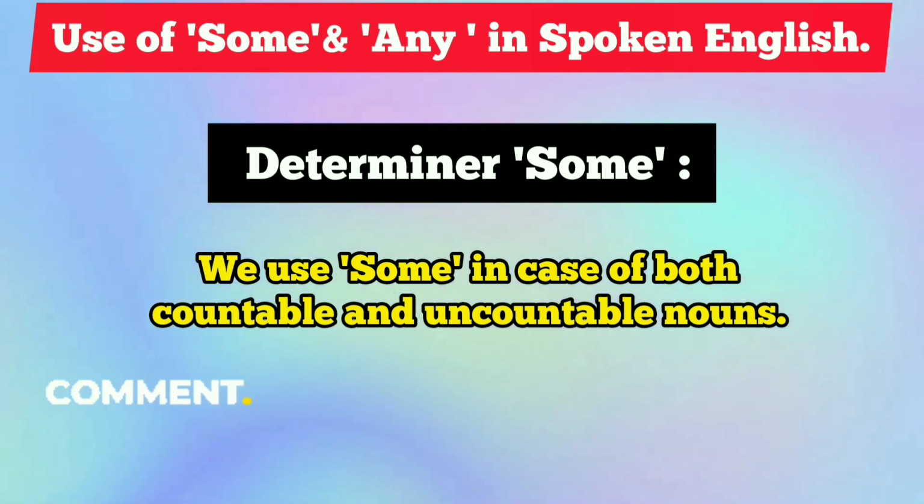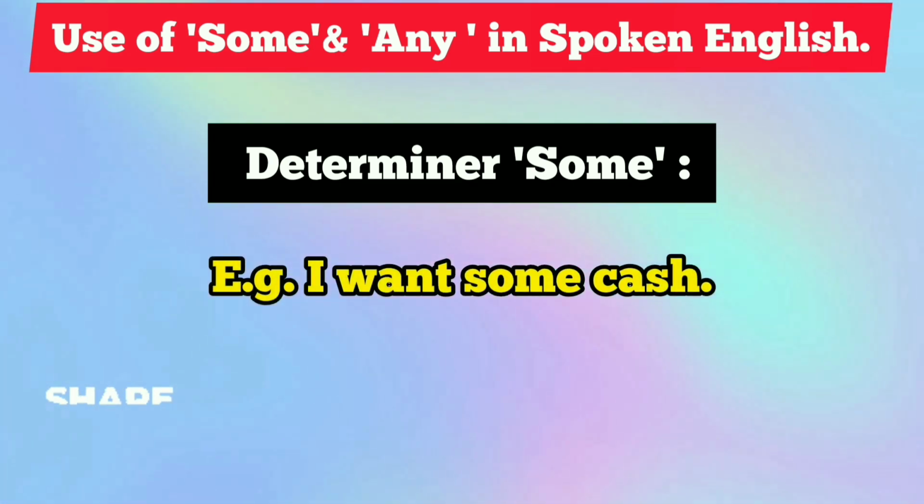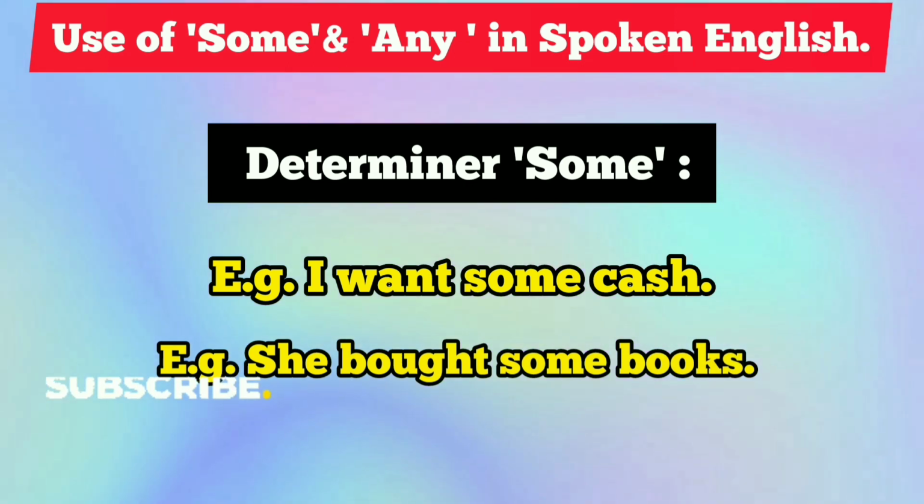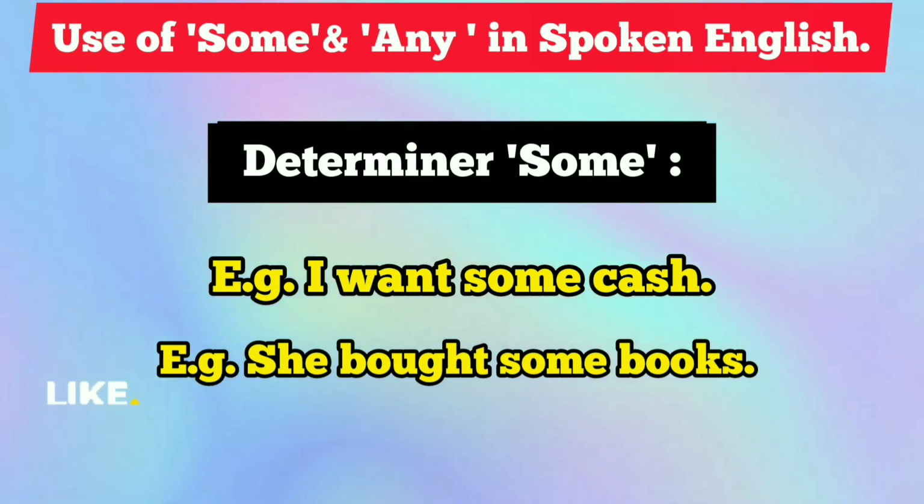As you see the first example, I want some cash. Here I'm using some with cash. Again, you see the next one, she bought some books. This way you can use some. I'm quite sure it's clear. We use some to make affirmative or positive sentences.